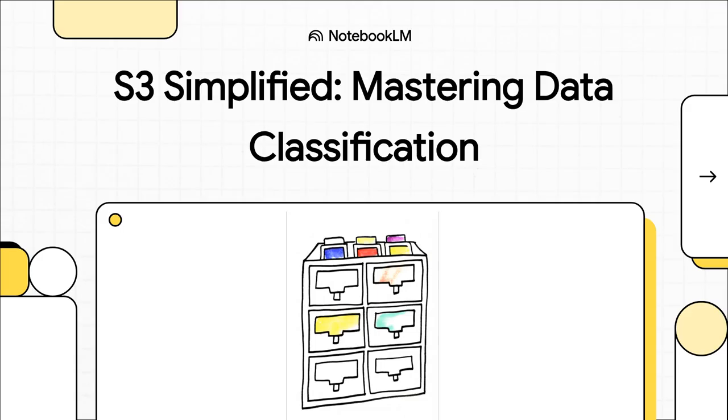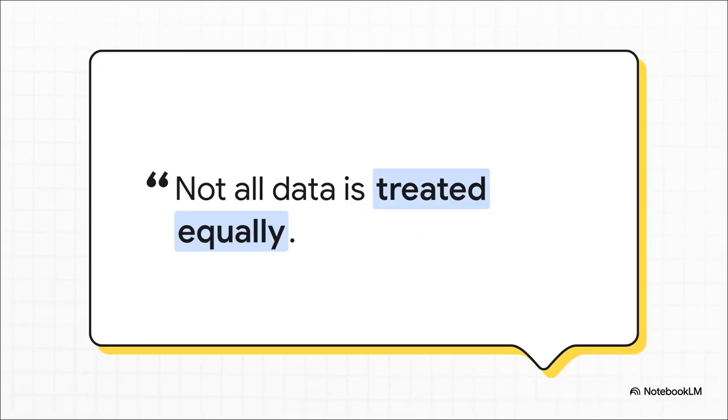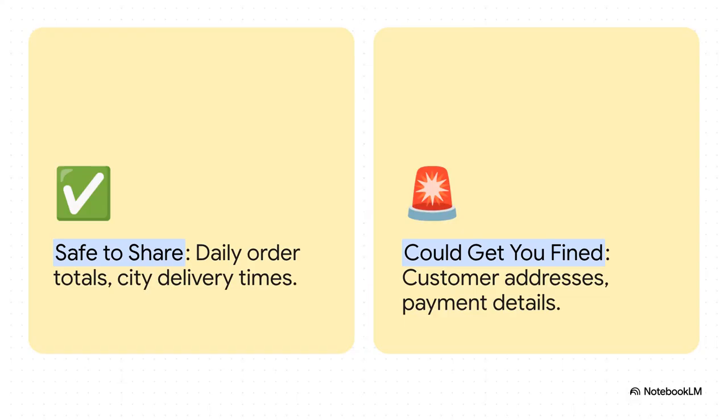So let's do this. Everything we're about to talk about really boils down to this one simple but huge idea. Some of the data you'll work with is totally fine to share with pretty much anyone. But other data, well, if that stuff gets out, it can create massive, massive problems. I mean, look at the difference. On one hand, you've got things like daily order totals, super useful for the business, but not really sensitive. On the other hand, you have customer addresses and their payment details. Getting this wrong isn't just a whoops moment. It can lead to some serious legal and financial headaches.